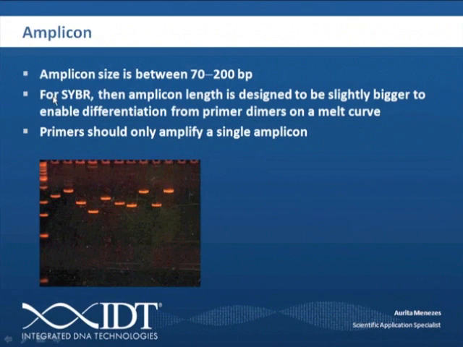If you're doing SYBR, then you do want your amplicon length to be slightly bigger, just because you need to make sure that you can differentiate between your primer dimers on a melt curve. And of course, you need to have primers that only amplify a single amplicon, and it's good to check it on a gel to make sure.